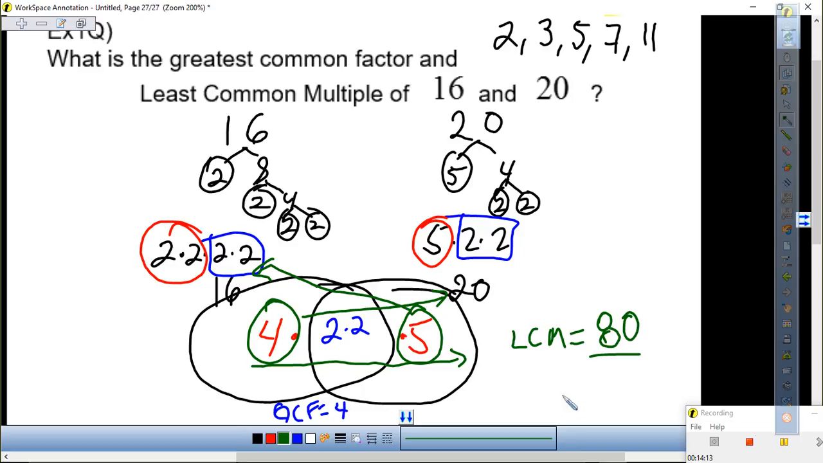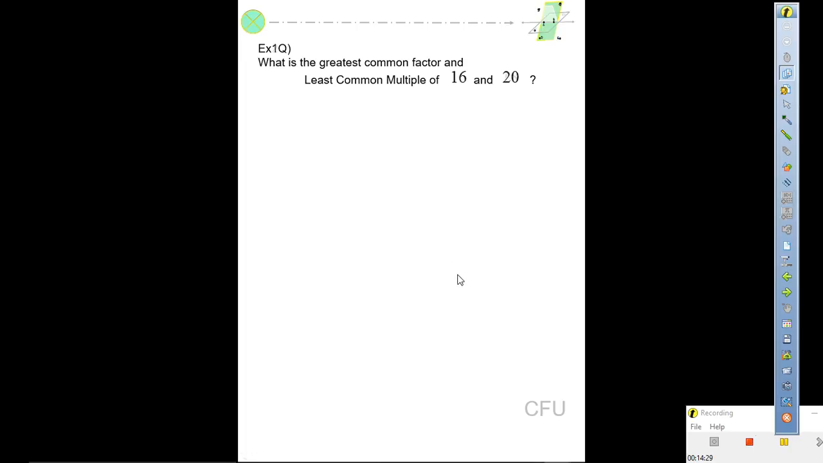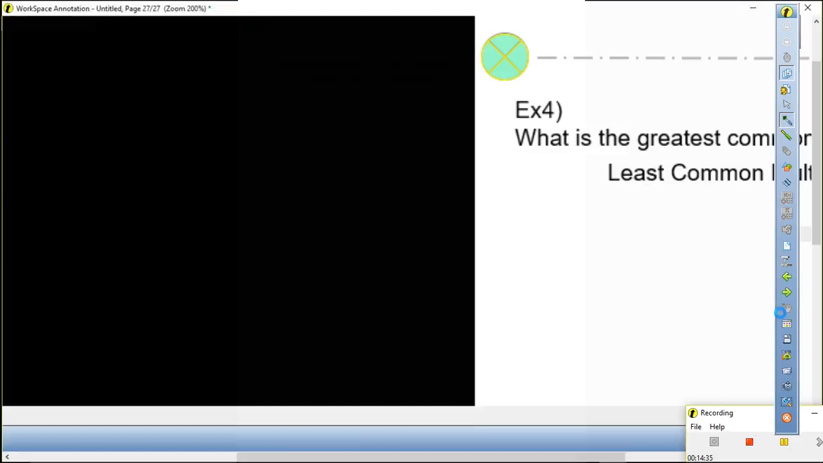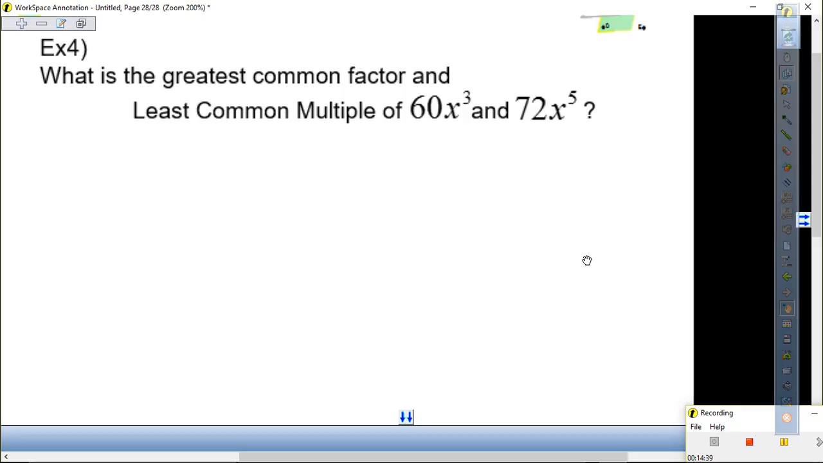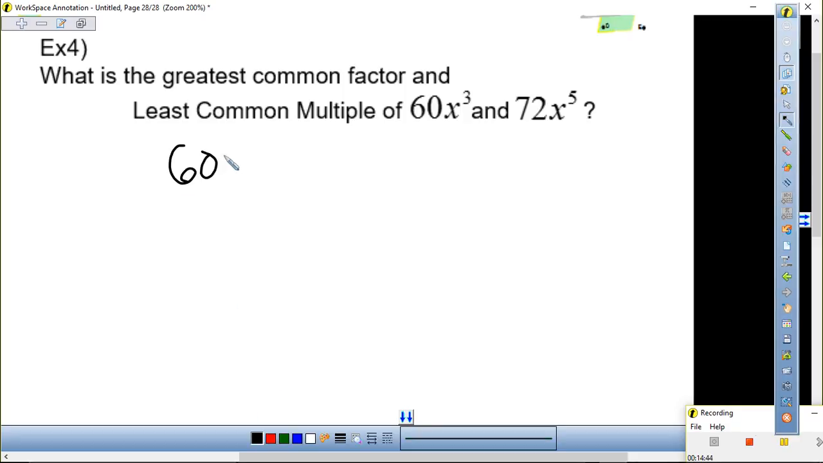You got it? Show me with your fingers how comfortable you are with these. Okay? Good. Some 5s, 4s. All right, let's get to the funner one. Here we go. Example 4. Copy this. I want you to write 60x cubed, 72x to the 5th.